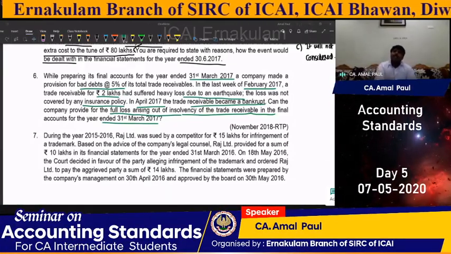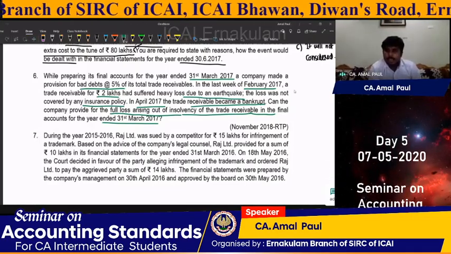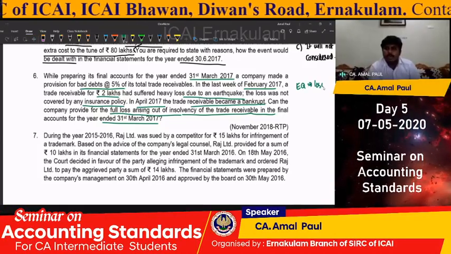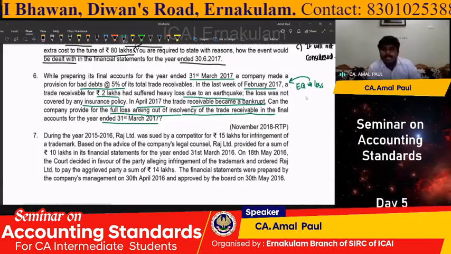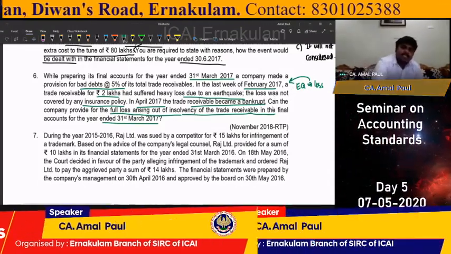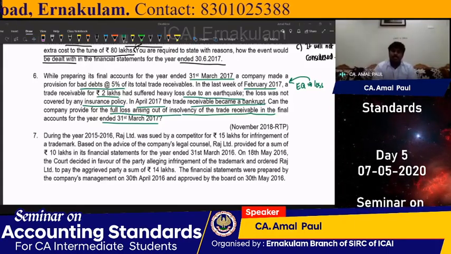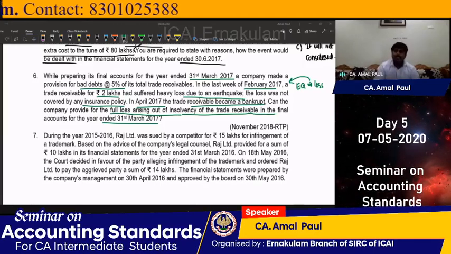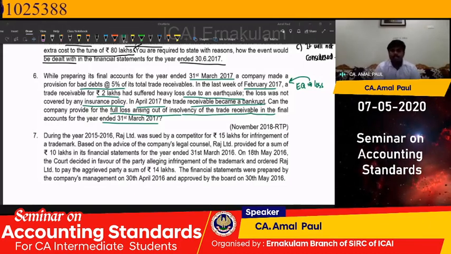This is very well an adjusting event because of this earthquake loss they had suffered. All this happened in February 2017. The bankruptcy is just a further evidence of a condition that existed at the balance sheet date. His financial position was weak. It is confirmed by a subsequent event. That's it. So we can provide for the entire loss.